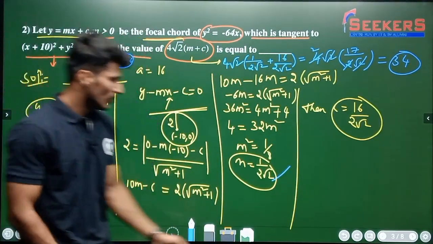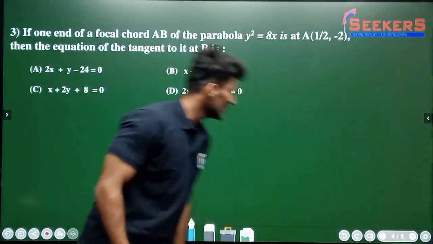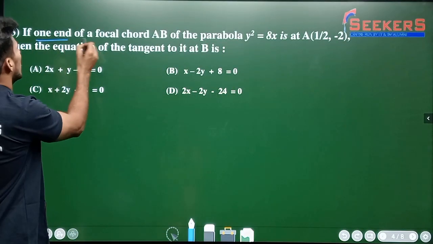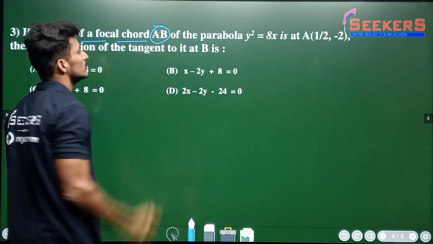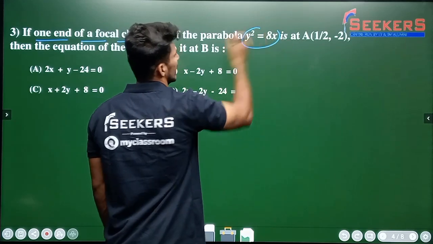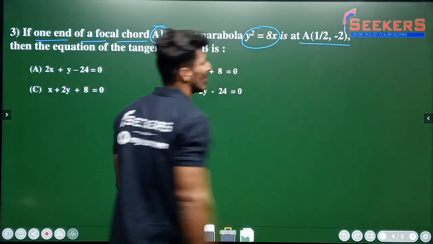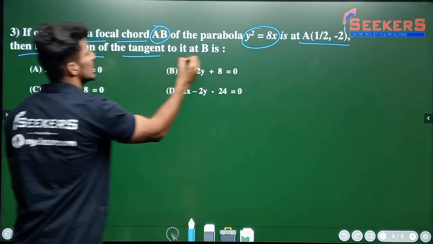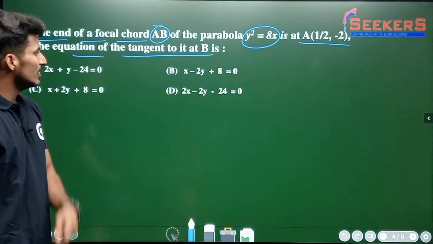Alright, so next we'll go for the next question. See, what he has given here: one end of a focal chord AB of the parabola y square is equal to 8x is at the point 1 by 2 comma minus 2, then the equation of the tangent to it at B is to be found.